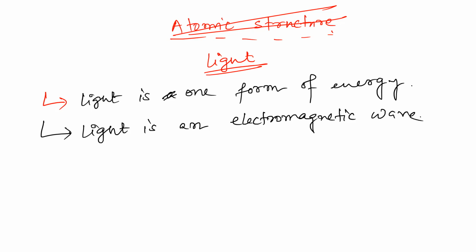What are the different properties of light? The two points I have written: the first one is light is one form of energy. The second one is light is an electromagnetic wave. Now why am I saying light is an electromagnetic wave? Because if you see the spectrum of light, which you will get in class 9 or class 10, it was further researched, and it is said that in the wave of light there are an electric field as well as a magnetic field. Due to the presence of the electric field and magnetic field in the light wave, we can say that light is an electromagnetic wave. Is this thing clear?